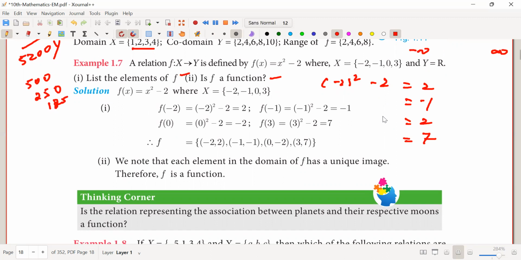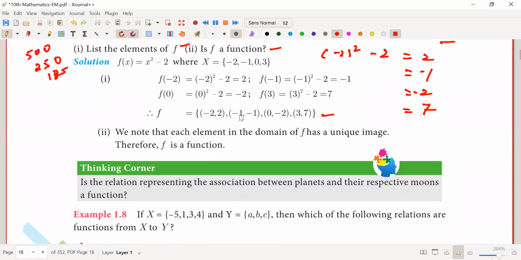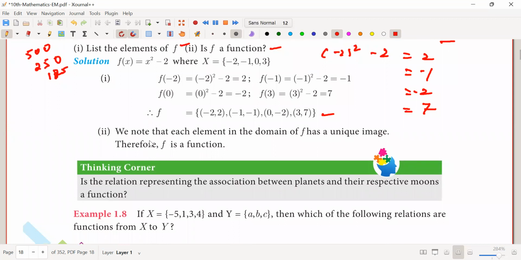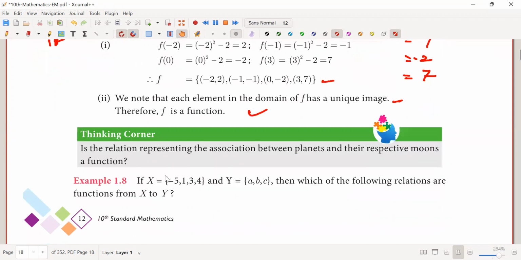3 comma 7. So this is the format. Applying that, we'll be getting the result. Okay, this is the image. Since this is real number, it's not a problem. If they are given it as natural number, we have got 2 negatives, then this is not a function. Right? So that's what we do. We know that each element in the domain of f has a unique image. Definitely, it has a unique image, therefore it's a function.